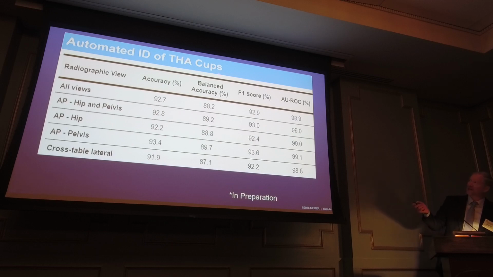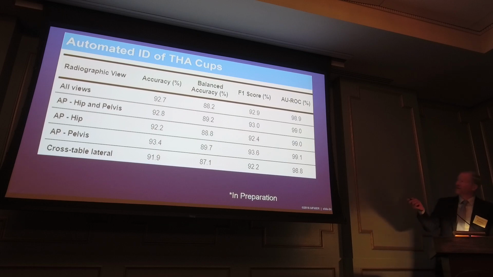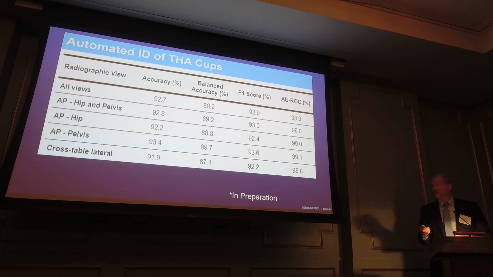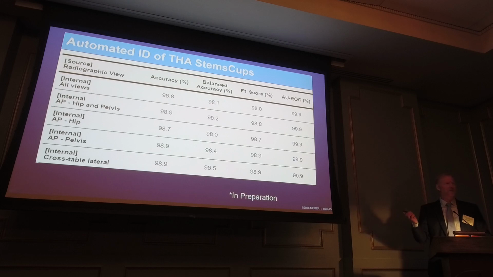This is for THA cups, which I understand is really hard to do; even orthopods admit they can't figure out cups. And yet we're in the high 90s, and for all these different views, right? So especially if you can do multiple views and they all kind of point to the same type of cup, that's probably a good sign. For stems, we're even better, right? We're 99.9 for all these different views. And again, this is based on something like a 30,000 different subject database. So it's a pretty large data set.